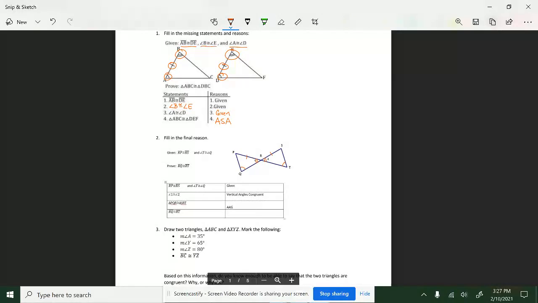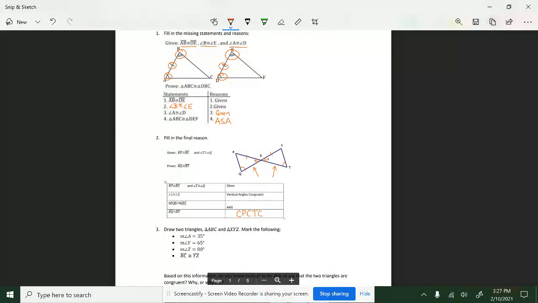How do we then know that side RQ, which is this side here on the bottom left, and side RT here on the bottom right, are congruent? We know they're congruent because they are parts of congruent triangles. And they are corresponding parts. They're in the same place on their triangles. So we're going to use CPCTC. Corresponding parts of congruent triangles are congruent.